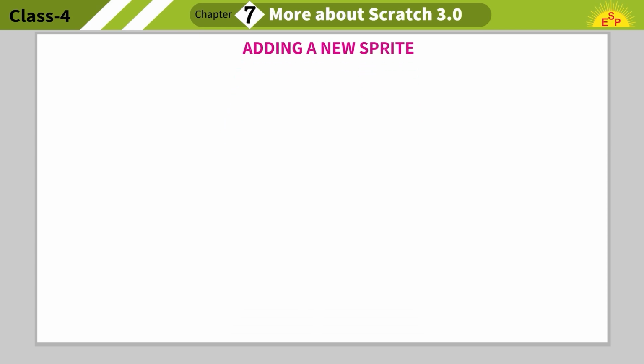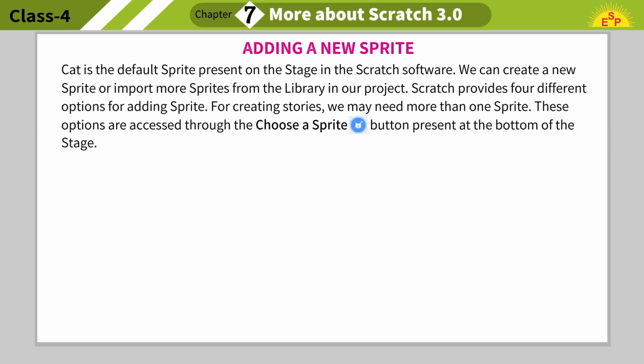Adding a new sprite. Cat is the default sprite present on the stage in the Scratch software. We can create a new sprite or import more sprites from the library in our project. Scratch provides 4 different options for adding sprite. For creating stories, we may need more than one sprite. These options are accessed through the Choose a Sprite button present at the bottom of the stage.